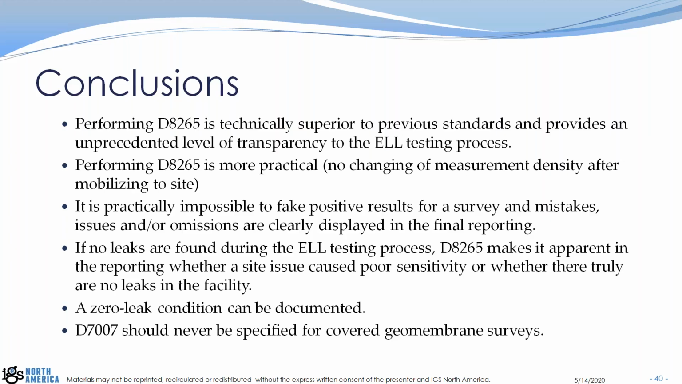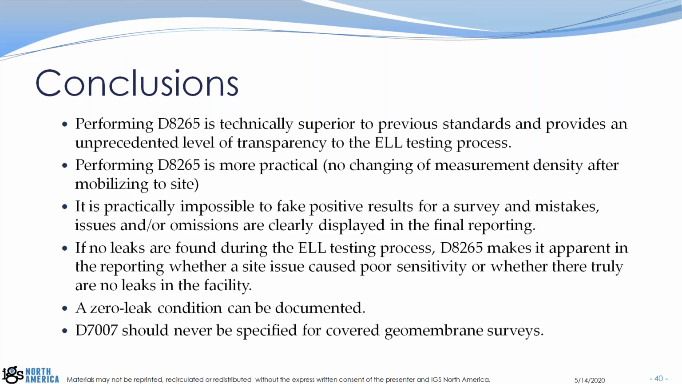D7007 has a lot of messing around with the measurement density after mobilizing to site. So how do you price a project if you don't know what the measurement density is? It has a really big factor on the price. It's impossible to fake positive test results for a survey. And any mistakes, issues, or omissions are painfully obvious in the final report. So this makes everybody do their job a little bit better when you know that it's all going to come out in the wash.